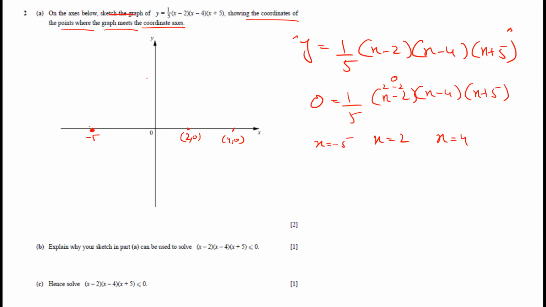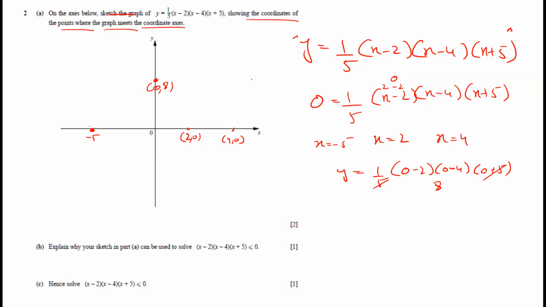And where do you think the graph is going to intercept the y-axis? Just for food for thought, this is the point where x is 0. So y equals 1/5 times (0 minus 2)(0 minus 4)(0 plus 5). So 5 and 5 cancel out, and minus 2 multiplied by minus 4 is 8. So this would be (0, 8). This is your coordinate.